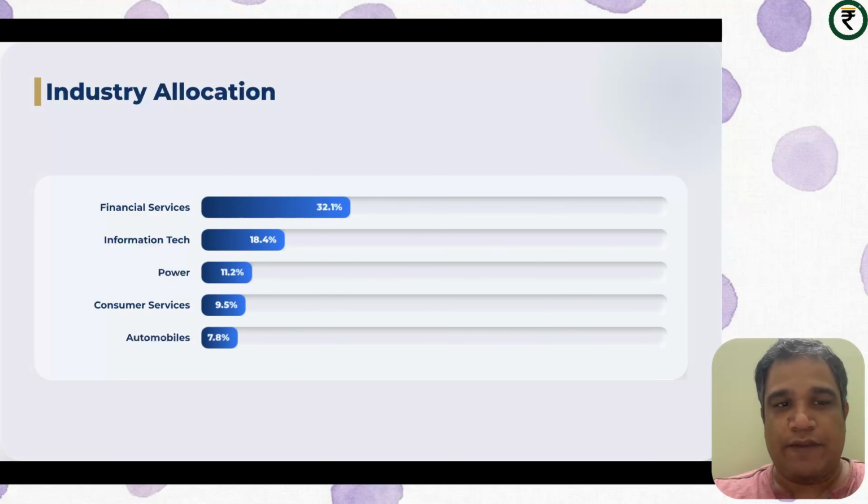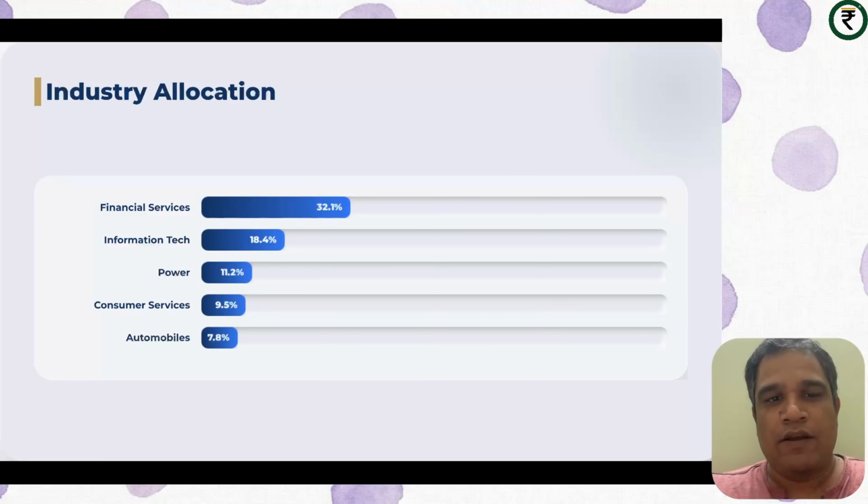The industry allocation, this is very important. 32% is in financial services. So we know that lately financial services has not been doing well in the market. So hence, there is a huge investment in the financial services companies. This is kind of a contra investment. Again, information tech is also a contra investment. We have seen that lately Infosys, TCS, Tech Mahindra, HCL Tech are not doing well. Partly it's because the world is trying to figure out what's the place of AI in the information tech world, and partly because the markets are down. So this is also a kind of contra bet.